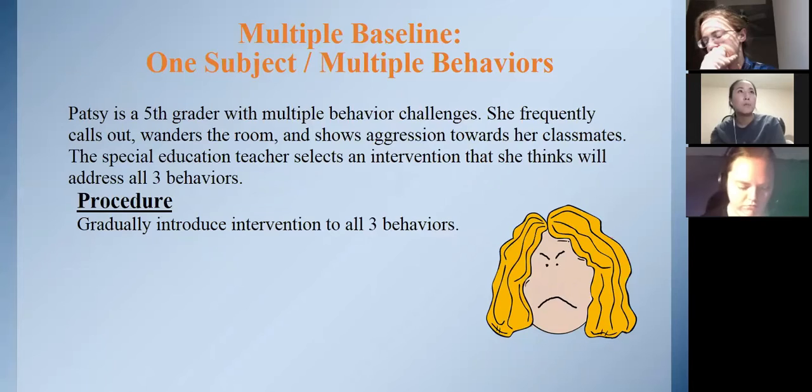In this scenario, Patsy is a 5th grader with multiple behavior challenges. She frequently calls out, wanders the room, and shows aggression towards her classmates. The special education teacher selects an intervention that she thinks will address all 3 behaviors. It is important to note that the treatment is applied to only one behavior at a time. If each behavior only improves after the treatment is applied, then the treatment is concluded to be effective for the student. The data chart should help illustrate this.